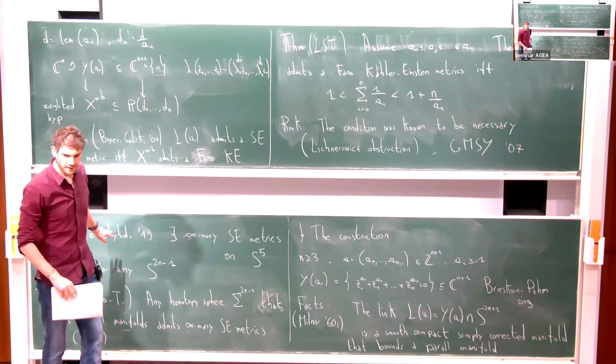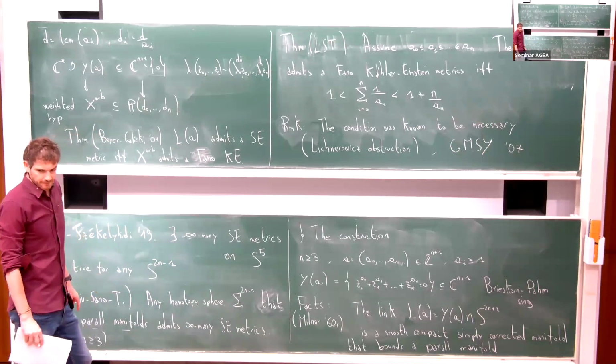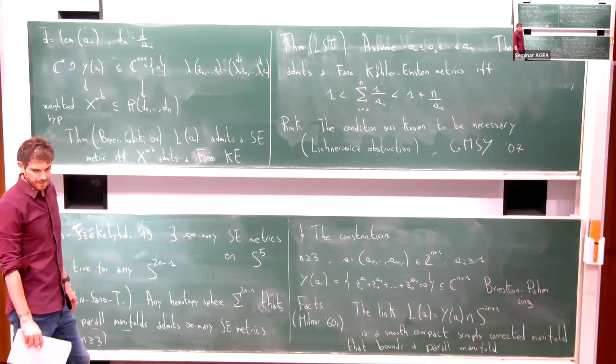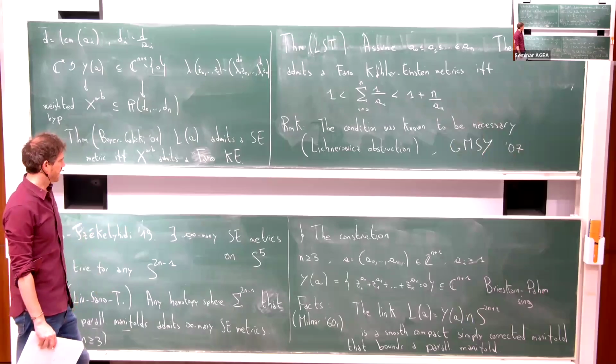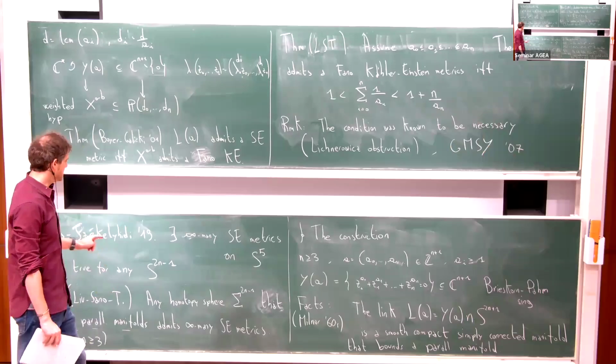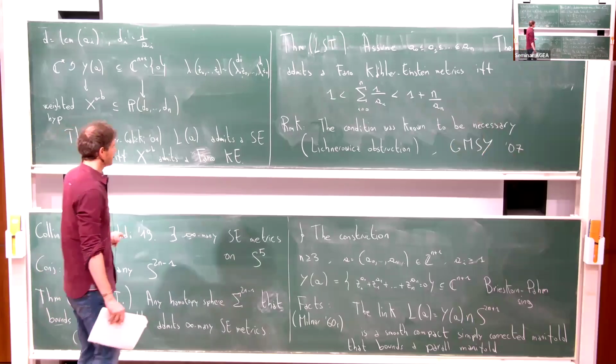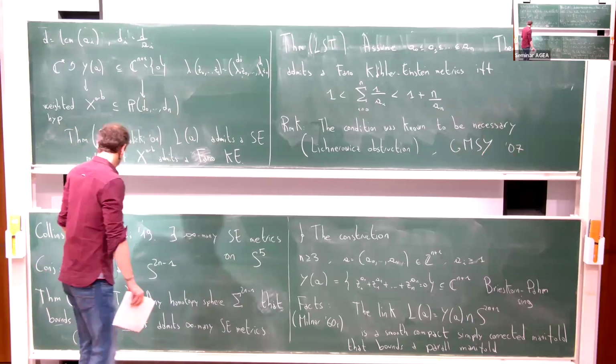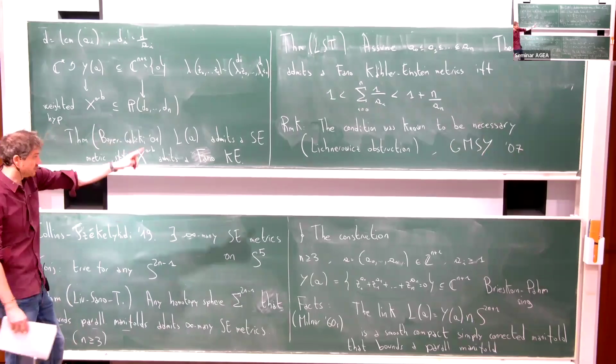So this must have a Ricci curvature of 0, right? No, this is going to have a Ricci curvature that is going to be negative, right?